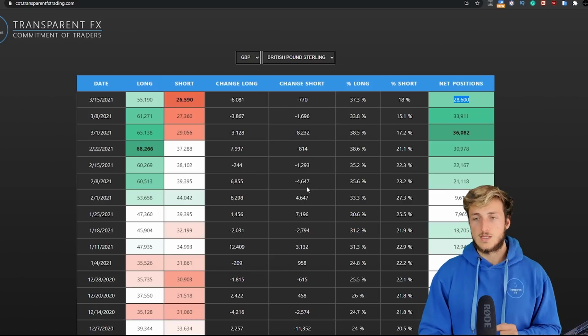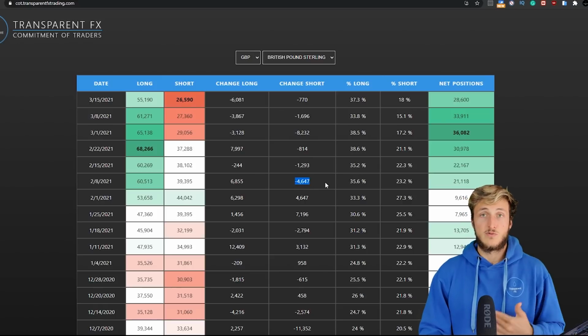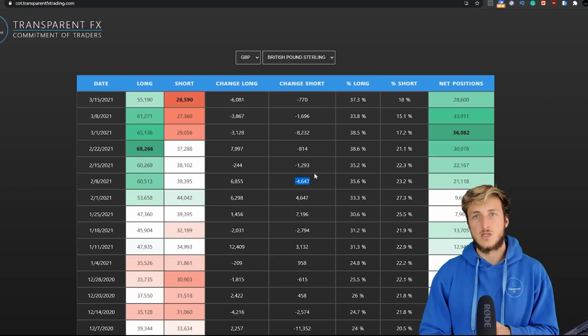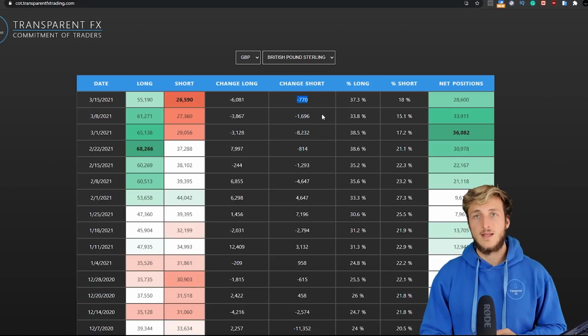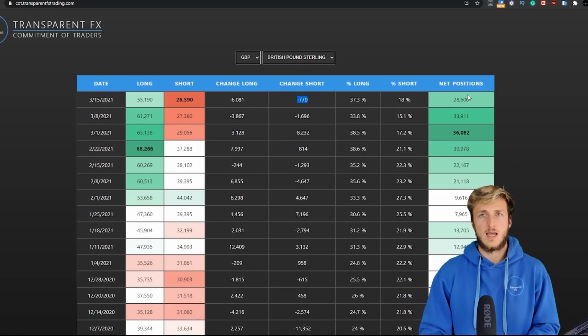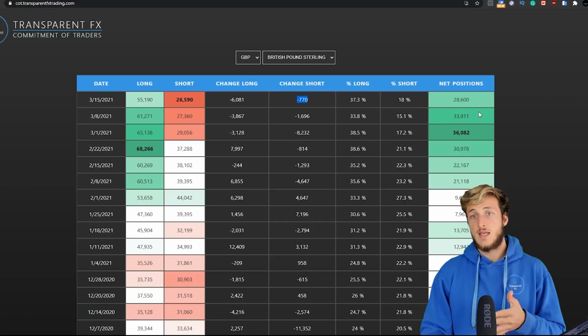In fact, we can see how in the last reports hedge funds have been consistently closing shorts. We can see 4K shorts closed here, another 1K, another 800, another 8K, another 1.6K, and another 700 closed with the last report. So if all these shorts are getting closed, why are net positions decreasing and not increasing? Well, it's quite clear. The reason is that longs are getting closed even more.